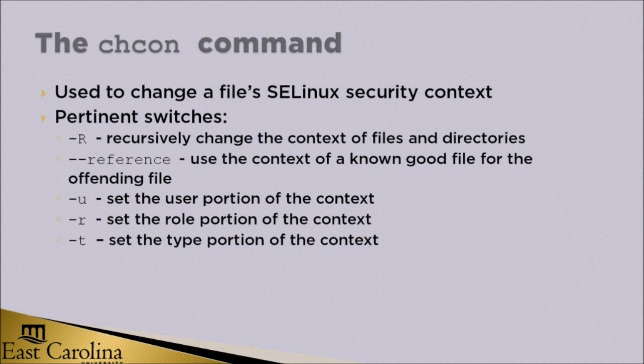When you need to change a file's SELinux context, you will use the chcon command. The pertinent switches for the chcon command are -R, which recursively changes the context of files and directories; --reference, which uses the context of a known good file to replace the context of the file that is causing issues; -u, which allows you to set the user portion of the context; -r, which allows you to set the role portion of the context; and -t, which allows you to set the type portion of the context.